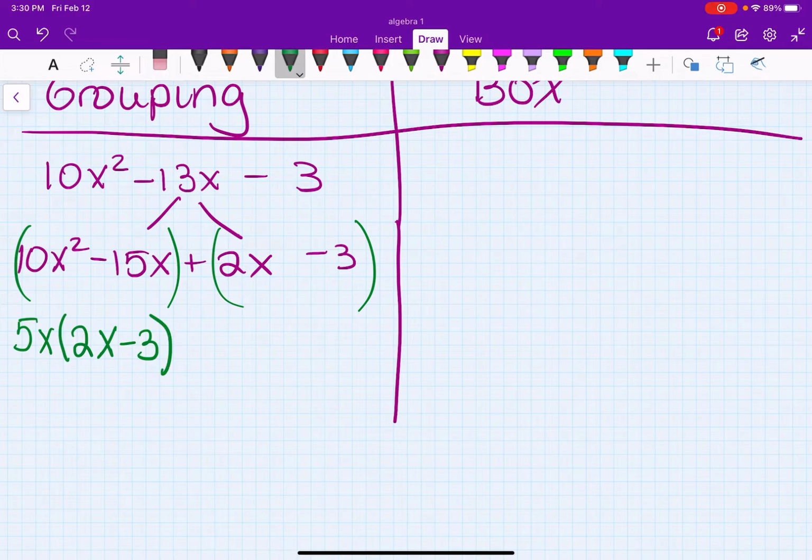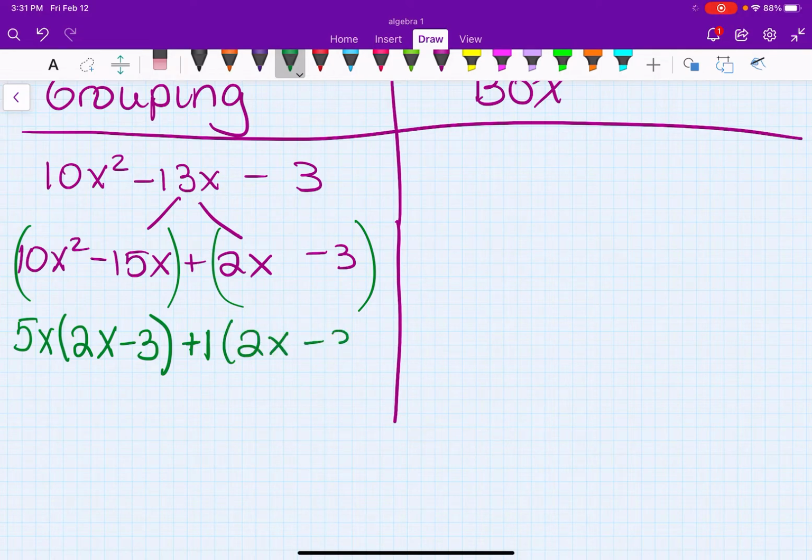In the next group, what goes into 2x and negative 3? And don't tell me nothing. What is the greatest common factor if there's no other greatest common factor? It's 1. So this is a plus 1. That's all we pulled out of there.